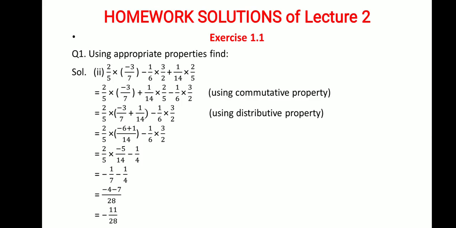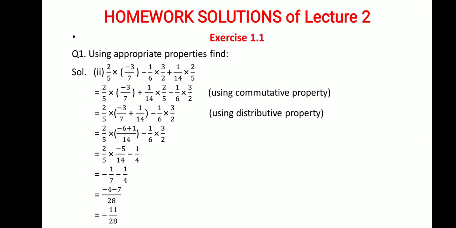The question is 2 by 5 into minus 3 by 7 minus 1 over 6 into 3 by 2 plus 1 over 14 into 2 by 5. First of all, in these types of questions, where properties are to be used, we need to find out whether there is any rational number common in any of these three terms. Yes, definitely, here in the first term and in the last term we will find that 2 by 5 is common.